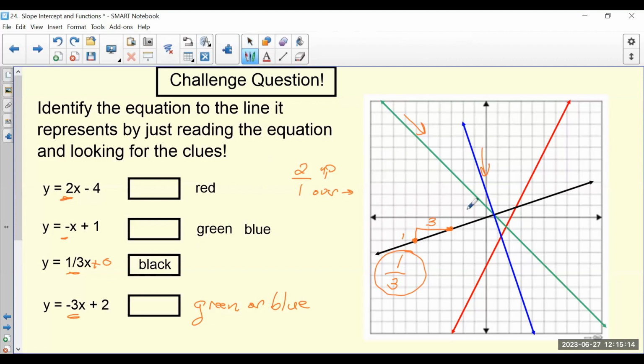The red, ooh, where does it actually cross? That's a good question. I think it crosses here. Doesn't cross there. It might cross there.